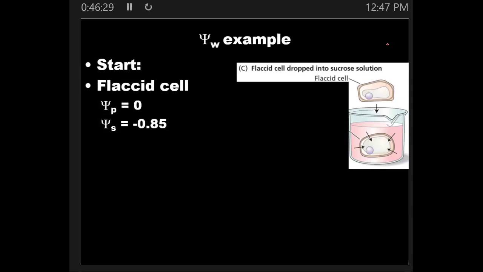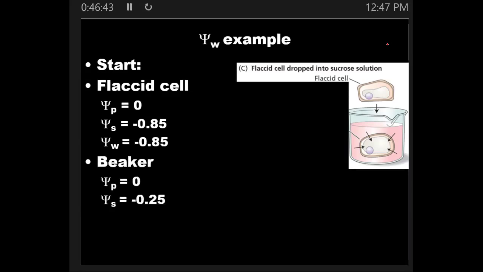Someone did the calculation of the cell, and its psi sub S value, its solute potential, osmotic potential, was negative 0.85. So overall, the water potential is negative 0.85. Then somebody did the calculation of the sucrose concentration. It's open to air, so there's no pressure. And then they said there's enough sucrose in there to create an osmotic potential of negative 0.25. So at the start of the experiment, before the cell gets dropped in, you have negative 0.25 in the beaker, and you have negative 0.85 in the cell.